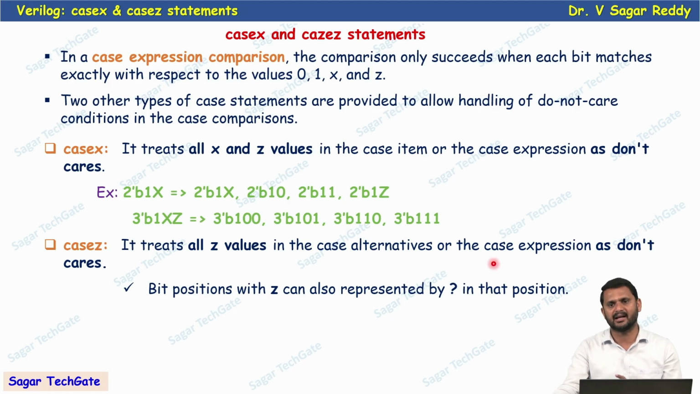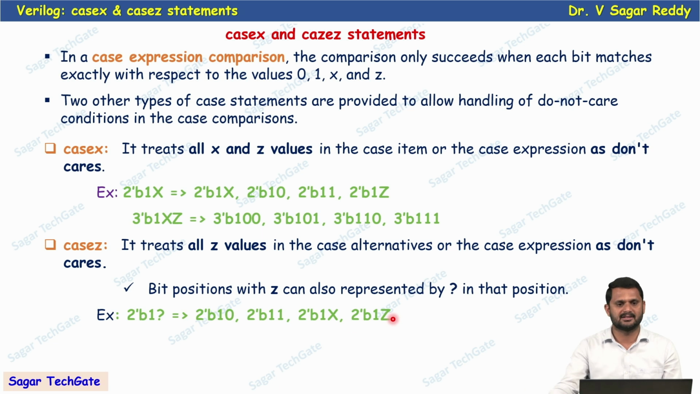Now casez treats all the z values in the case items or expression as a don't care. So we consider z as a don't care in the case item as well as the case expression. A bit position with z can also be represented by a question mark in that position. Sometimes we use a question mark instead of z. See this example, 2'b1?. What does it mean here? This is assumed as a z, so it is treated as a don't care. Instead of z, we can use 0, 1, x or z. Clear? So both are the same.